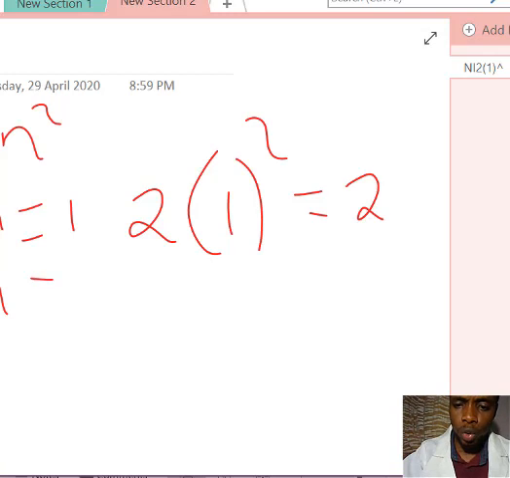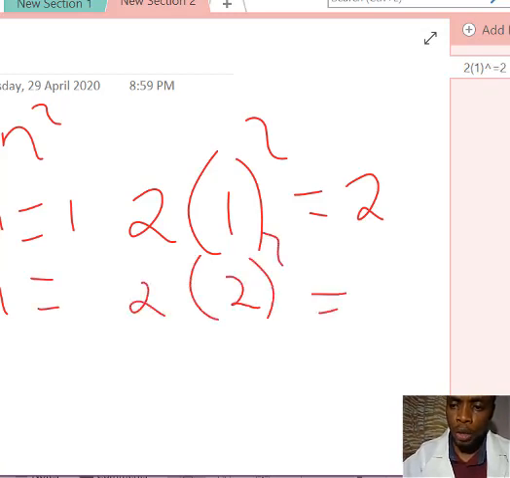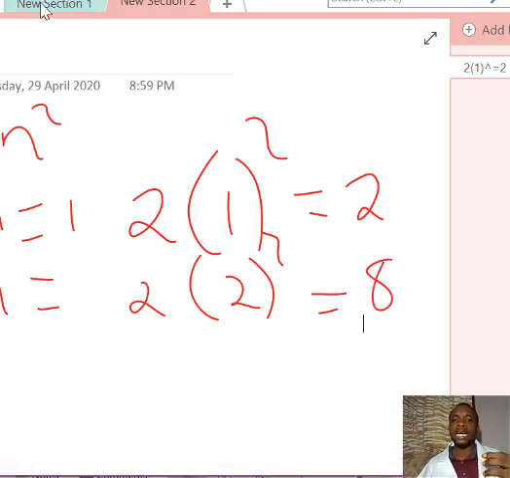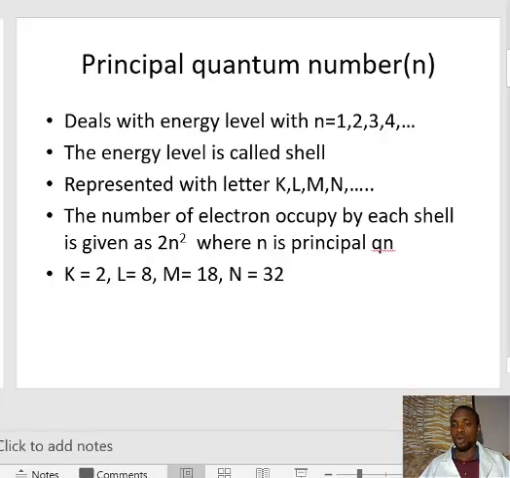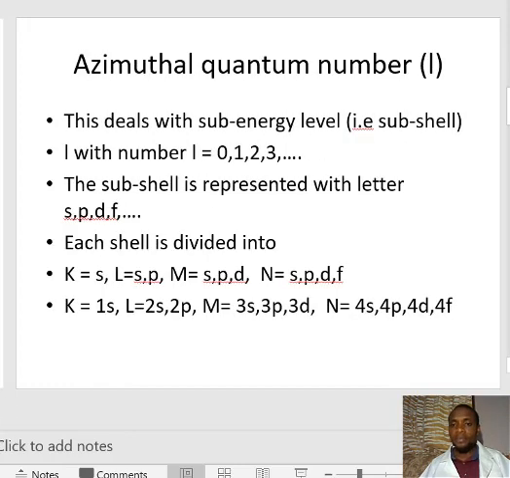When n equals 2, we have 2 into 2 raised to the power of 2, which is equal to 8, meaning the second shell can accommodate 8 electrons. And when you look at the third one, 2 into bracket 3 raised to the power of 2 gives you 18, meaning energy level 3 can accommodate 18 electrons, and energy level 4 can accommodate 32 electrons, and so on and so forth.